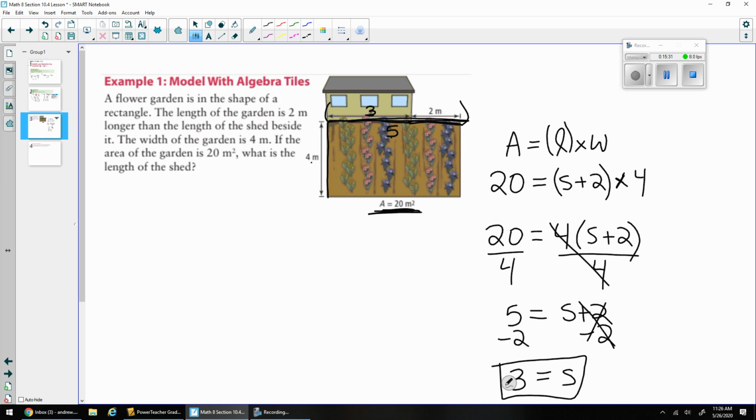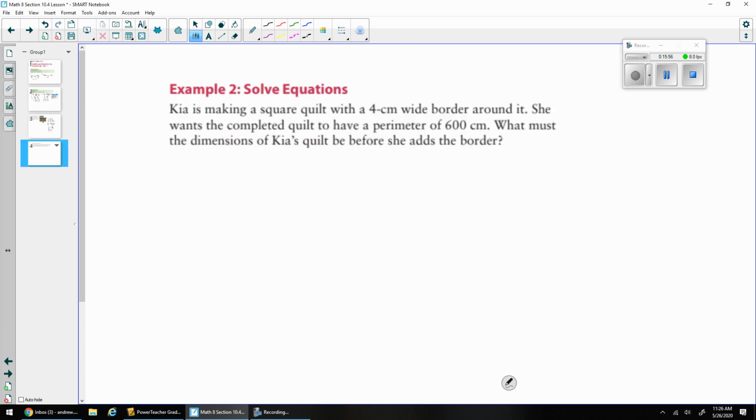Okay. Yeah, so just again, if something comes in a group, like the length of this rectangle, that is one thing. And so it has to be put together with some brackets around the S plus 2 when you put it in the equation. If you didn't have those brackets, you'd only end up multiplying the 2 by 4, or if you had width times length, it'd be just the S by 4. Okay? So brackets are pretty important.